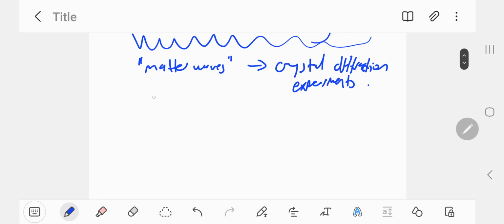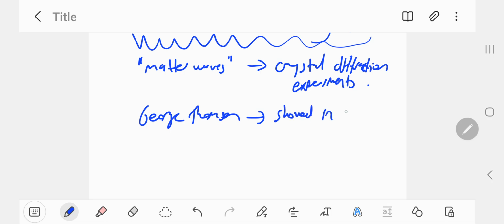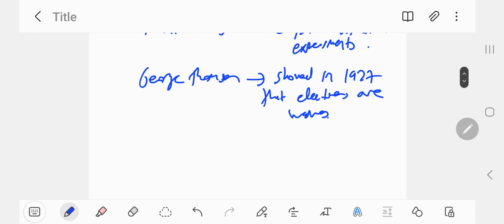And ironically, this was first demonstrated by George Thomson, J.J. Thomson's son. Okay, J.J. Thomson, Joseph John Thomson, was the English physicist who proved that the electron was a particle in 1897. So George Thomson actually showed in 1927 that electrons are actually waves, around 30 years after his dad demonstrated that they were particles.